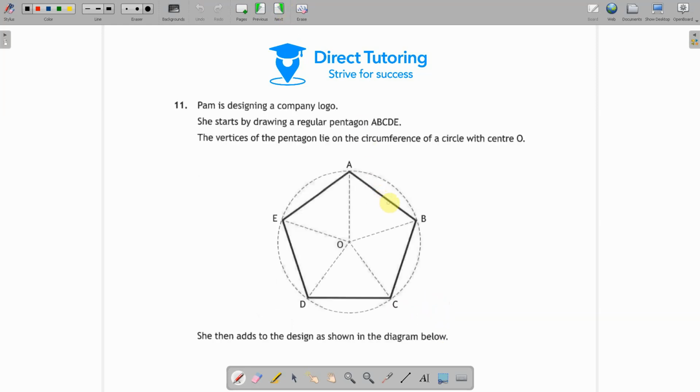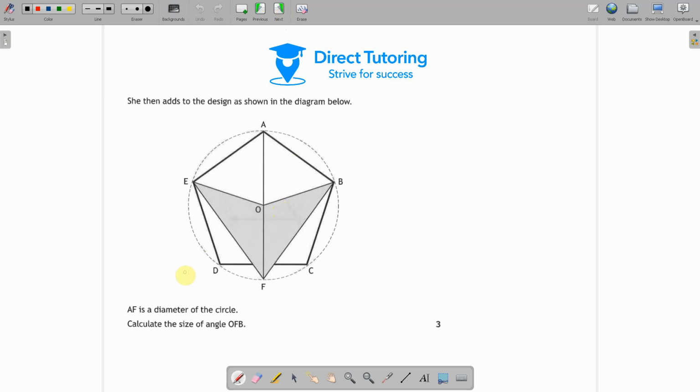Now, question 11 is quite a tricky question in that the geometry can be a little bit confusing. However, this is the first part of the paper, and it says she starts by drawing a regular pentagon ABCDE. She then adds the designs as shown here. Calculate the size of the angle OFB. So we want this angle here, this one in here.